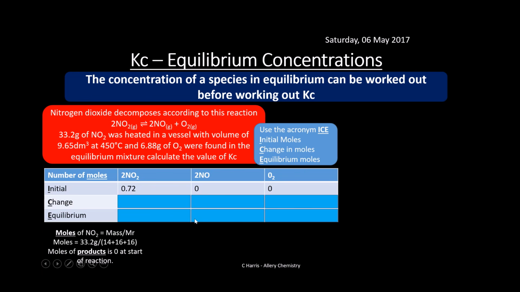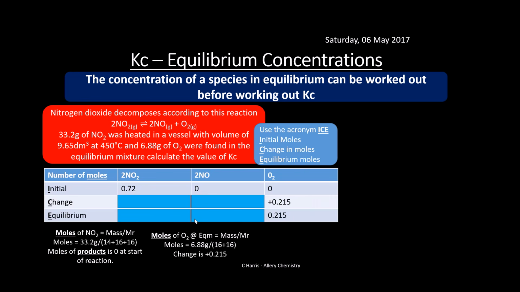Then we need to work out the change. So let's look at O2 first. The moles of O2 at equilibrium is mass over Mr. We've been told here that 6.88 grams of O2 were found in the equilibrium mixture, so this was after the reaction happened. So the number of moles of O2 is 6.88 divided by 16 plus 16. That gives us the number of moles at equilibrium to be 0.215. You can see this is a change from 0: we start with 0, we've now got 0.215, so that's a change of plus 0.215.